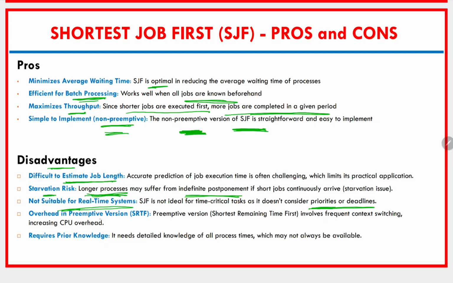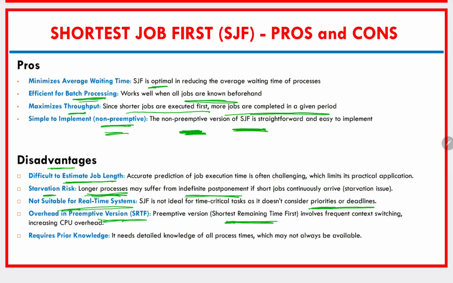Then if we talk of the preemptive version, SRTF, if you see over here, the number of context switches done in SRTF is more. So that is why the overhead in the SRTF scenario, that is the preemptive variant of SJF, is higher, as the number of times context switching is done is more. So that is why the overheads are on the higher side. That is the drawback of SRTF.